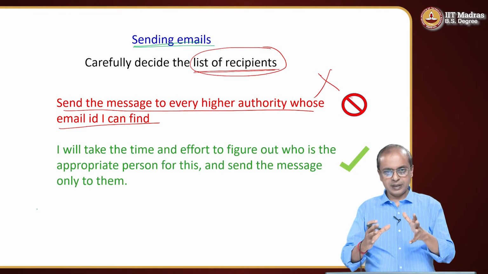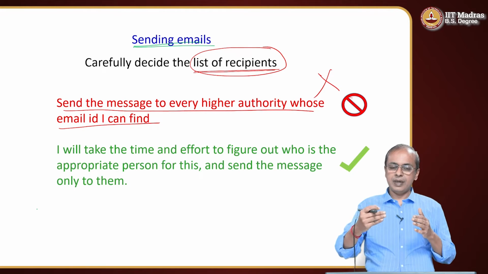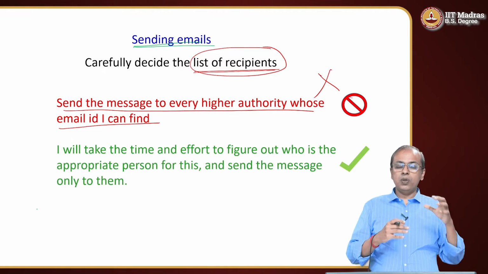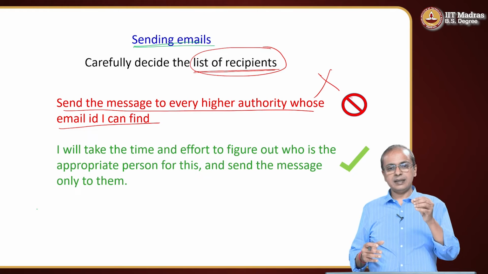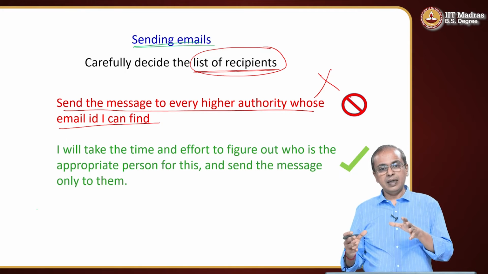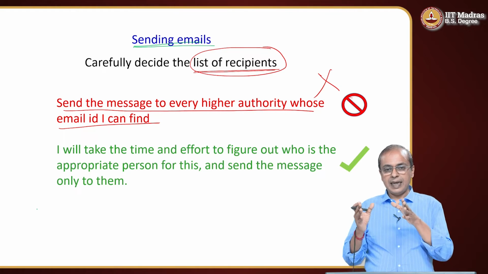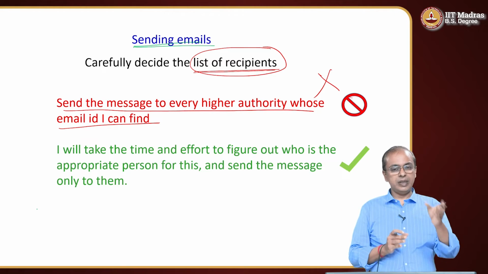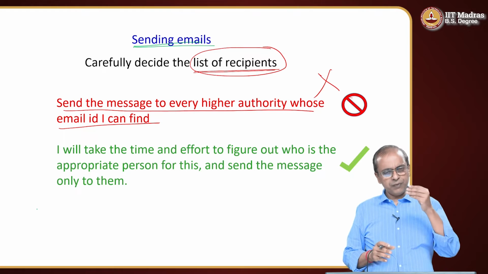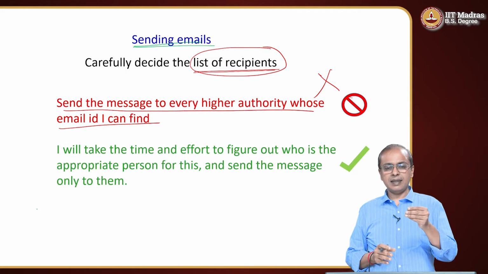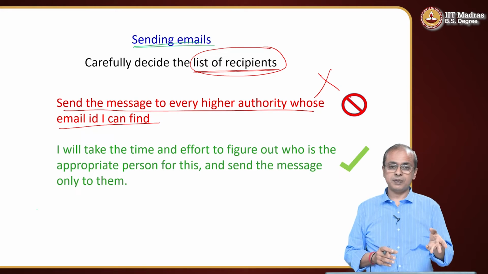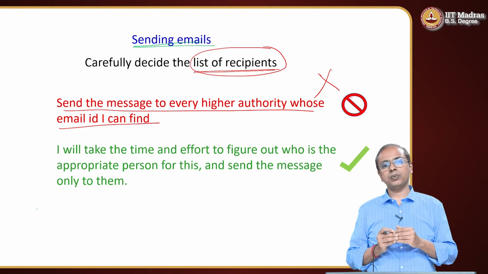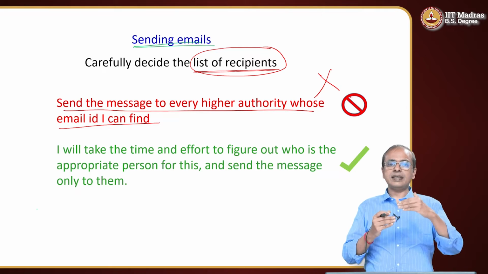There will be one person at the department level or on the academic side who is the right person to address a course registration related issue. Your judgment and your homework is to figure out who that person is and then send the email only to them. Only if you are getting a bad response or no response from that person should you figure out who is the next higher person to escalate it to. This is called an escalation process.